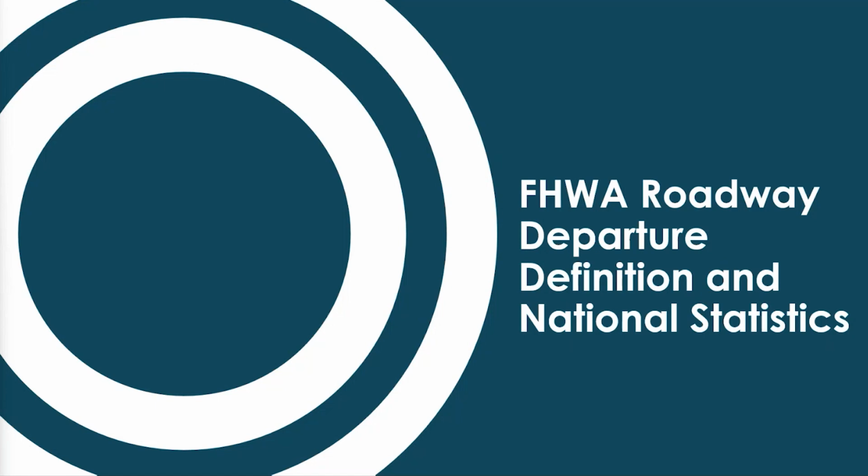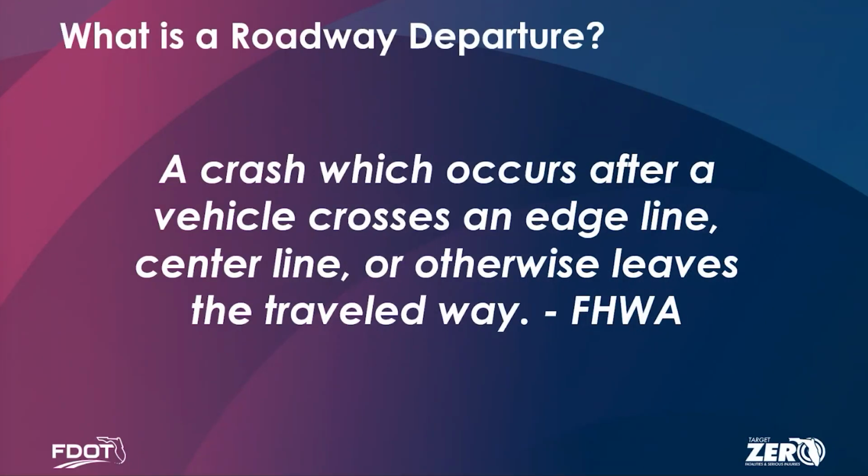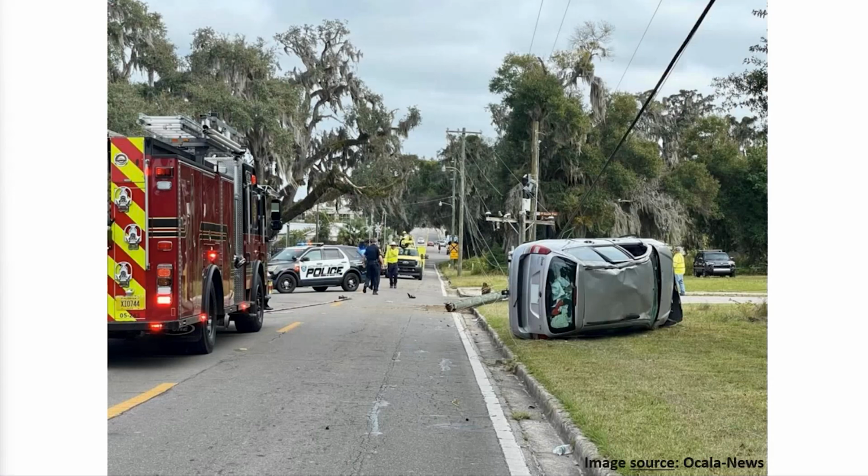So first off, we're going to talk about the Federal Highway Administration's roadway departure definition and national statistics. So how do they define roadway departure? It's a crash which occurs after a vehicle crosses an edge line or a center line or otherwise leaves the traveled way. And lane departure crashes can have severe severities and catastrophic results from these crashes.